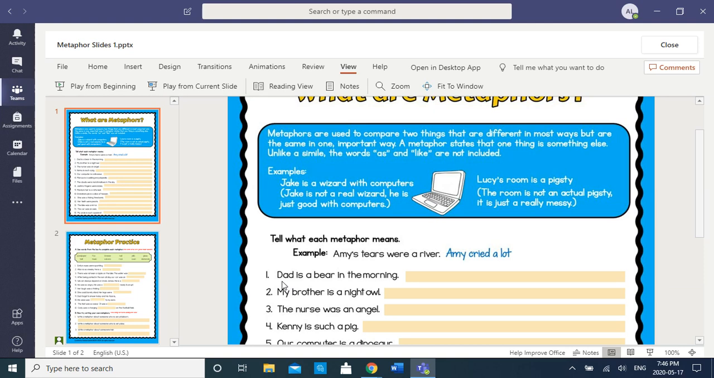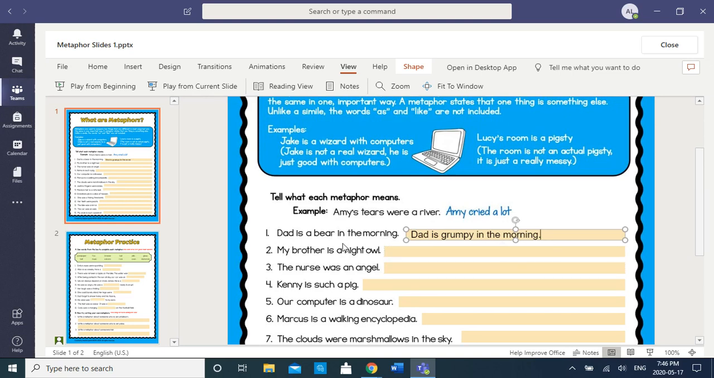The first one says, "Dad is a bear in the morning." And this is a metaphor again because it doesn't use the words "like" or "as." That would make it a simile. A metaphor just directly compares the two things. It says Dad is a bear rather than saying Dad is like a bear or Dad is as grumpy as a bear. Because it says Dad is a bear, I'm going to write "Dad is grumpy in the morning," because that's what I think the metaphor means.